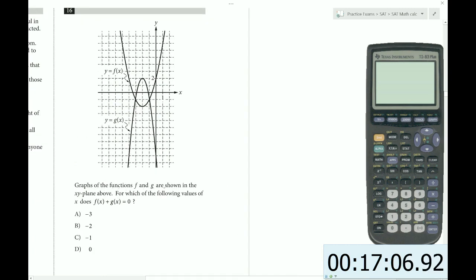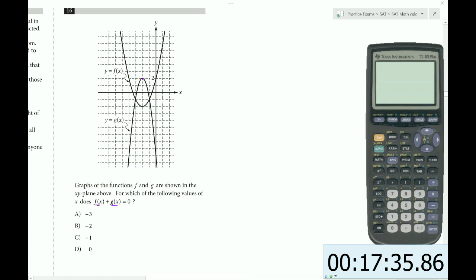Graphs of the functions f and g are shown in the xy plane above. For which of the following values of x does f of x plus g of x equal 0? Okay. So what they're saying is that the y values, when you add them together, you get 0. So I could take that to mean basically you're an equal amount up on one function as you are down on the other function, so that if you combine the values, you end up with 0.